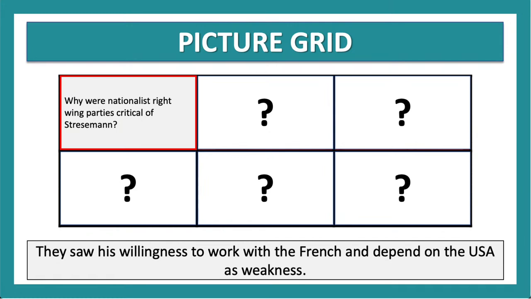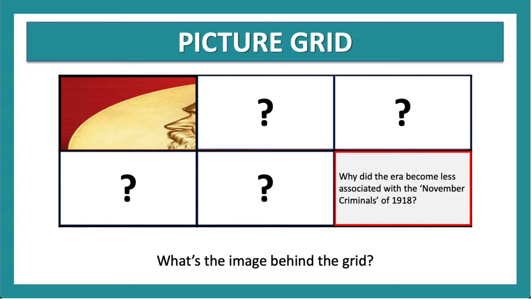Right, they saw his willingness to work with the French and to depend on the USA as a weakness. Yeah, they want to see Germany being strong, Germany depending on Germany, essentially. And so depending on foreign powers, they could present as being a weakness. Okay, shall we have a look at what's behind that? Oh, I wonder what it is. What do you reckon? Any ideas? Do put your guesses for what that image is in the chat window.